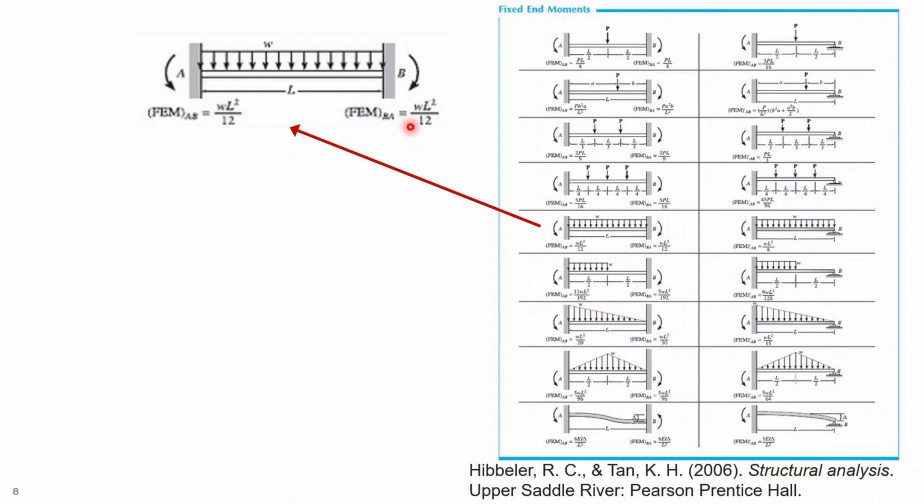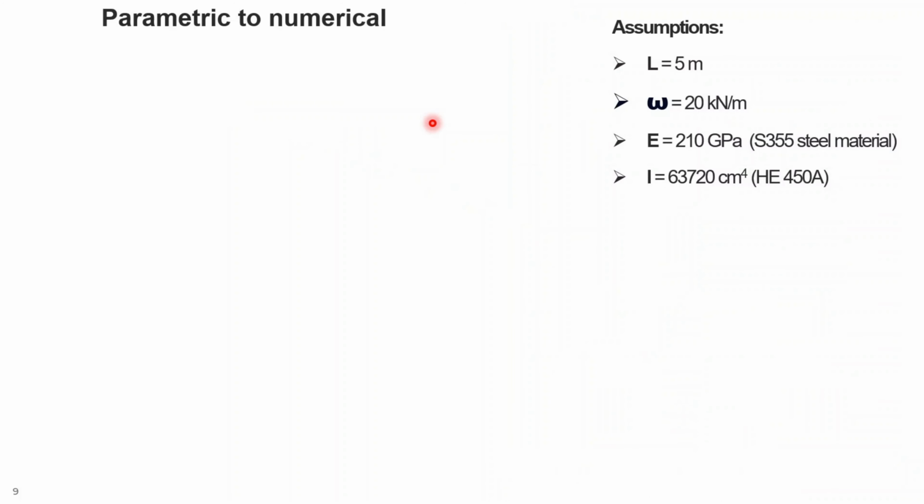But in our case, we used the opposite direction of this moment. That's why we used minus omega L squared over 12 at the left of the equations, and we use the positive value at the right end of the equations. So if you have a different external load, you can use this table as applicable.